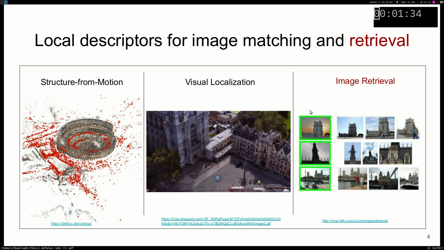And what are the other tasks that it can be used in? It can be used, for example, in structure from motion, where we are given a large database of images and we want to find a 3D point cloud corresponding to a 3D scene it depicts. In visual localization, the situation is opposite, where we have a point cloud and we want to localize the camera position and orientation based on the image it is seeing. And lastly, we also have image retrieval, where we have a large database of images, and given some query image, we want to find those images that are visually similar.